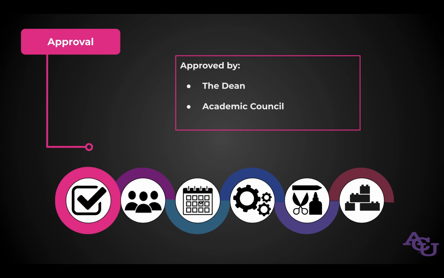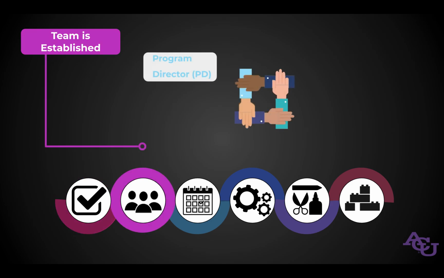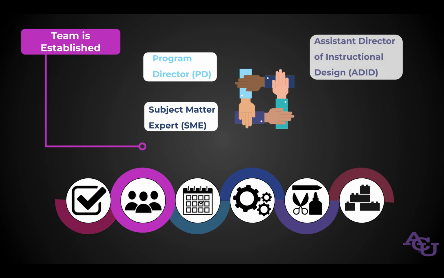After the approval process, a team will be established to begin design and development of a new course in the program. This all starts with the program director, often referred to as a PD. The PD will select a subject matter expert, also referred to as an SME. The SME will have extensive knowledge of the course content. The PD will then request a contract for the SME from our Assistant Director of Instructional Design, or ADID. Finally, the ADID will select an instructional designer, or ID, to partner in the course design.